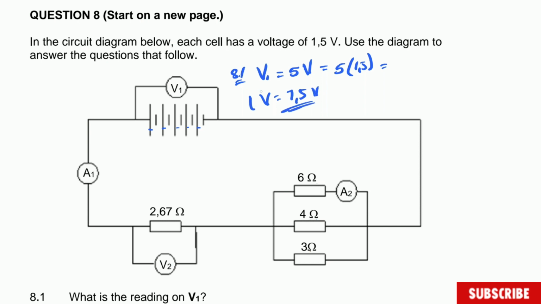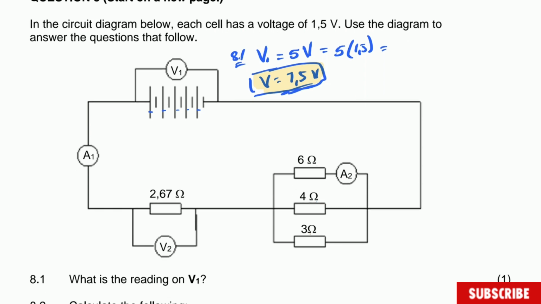You can also add all of them, like 1,5 plus 1,5 plus 1,5, and so on until you get 5 of them. But it's the same calculation. This one is simple math. All you need to know is because they are in series, you add them up. That is the potential difference of the battery.